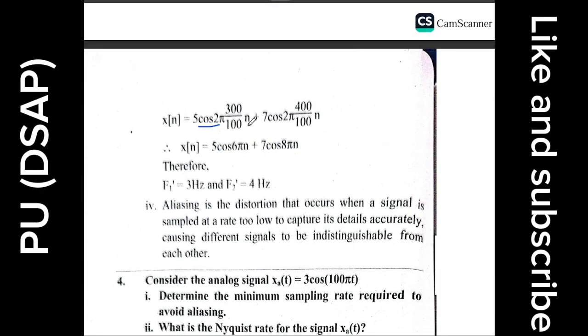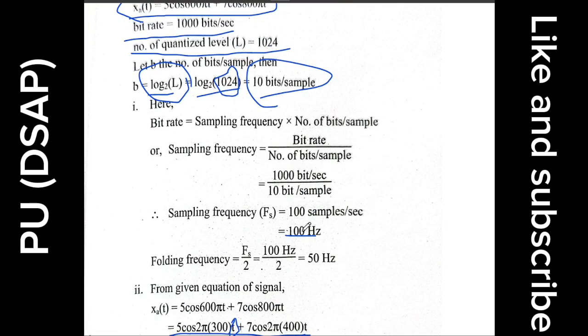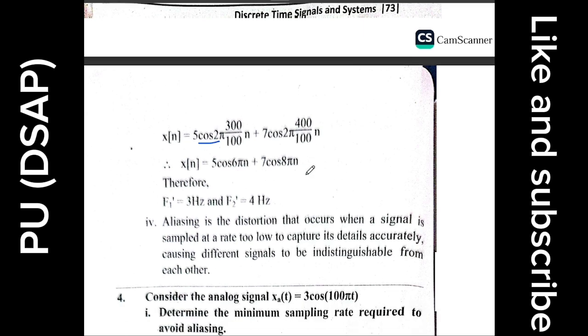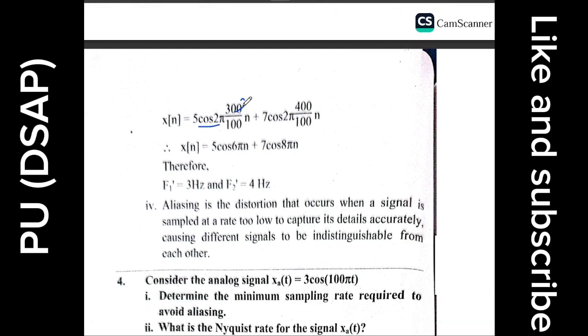So here we replace t: n is as it is, and upon fs, the fs is equal to 100. I'll show once again, fs is equal to 100, isn't it? So n is as it is, plus 7 cos 2 pi 400 upon fs, which is 100. After that, the 2 zeros will cancel. So 3 into 2 is equal to 6 pi, and here is 7 cos, this 2 will cancel and this 2 will cancel here, isn't it? So 4 into 2 is 8 pi n. In this way, we can get the xn discrete time signal. You can also write this f1 dash by comparing this.